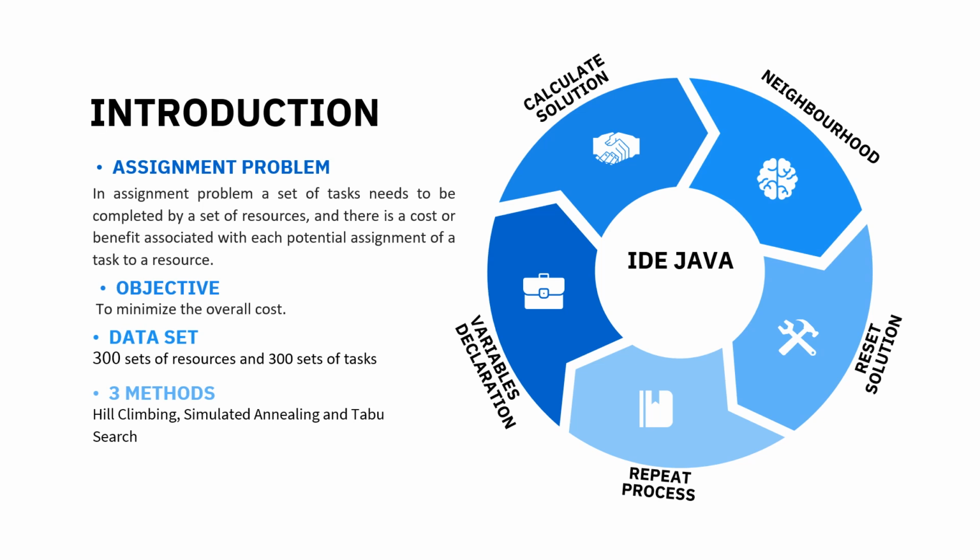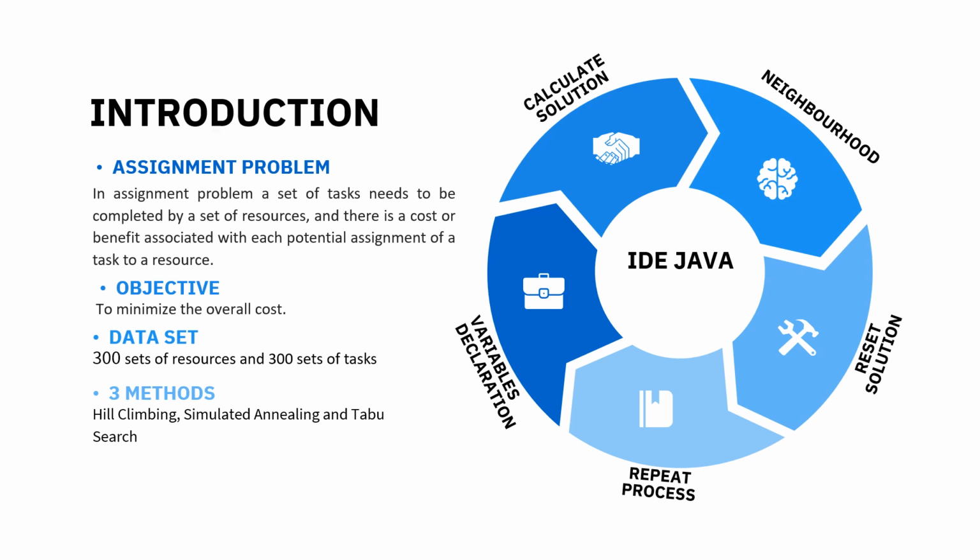Looking into the data that has been assigned to me, I have a set of 300 resources and 300 tasks. This data will run against three different methods, which are hill climbing, simulated annealing, and also tabu search. By observing the pseudo code from the JavaScript, I can conclude that the similar sections written in the script for all three methods revolve around five main pillars.